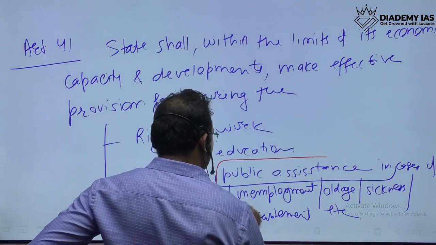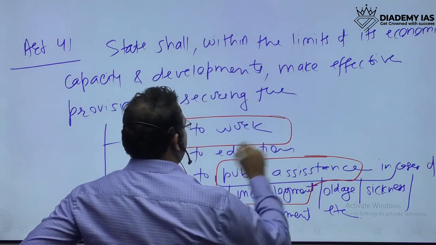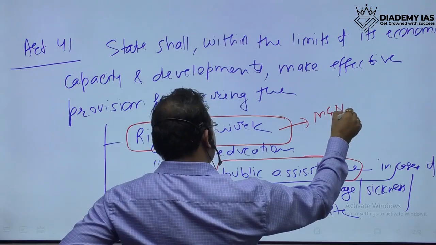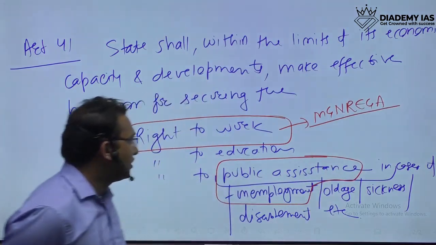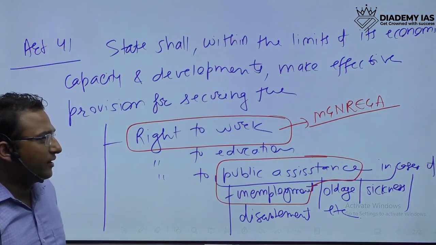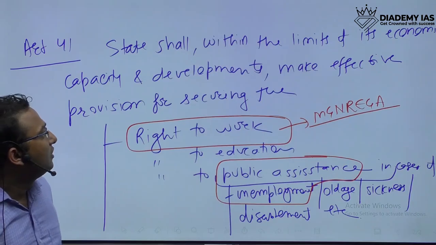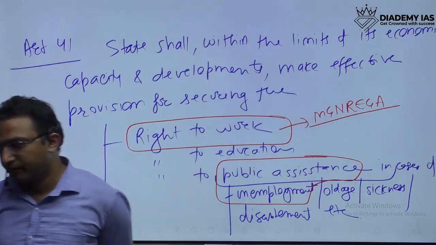These two points are more important here: the right to work, which has been given through various provisions, for example MGNREGA, and the right to public assistance in case of unemployment, old age, sickness, disablement, etc. So this is Article 41.